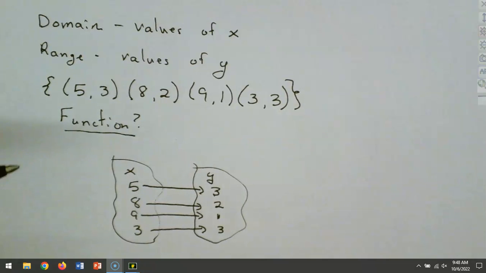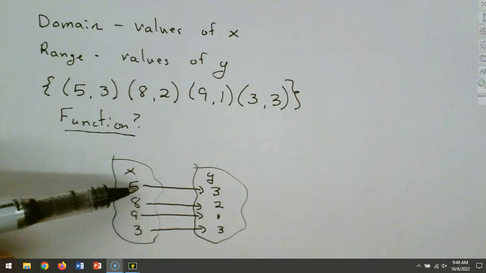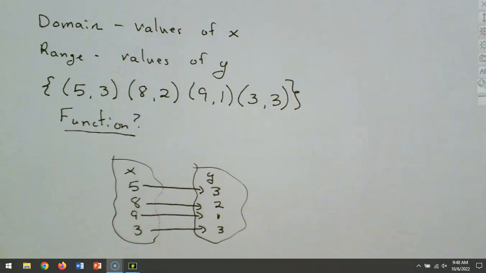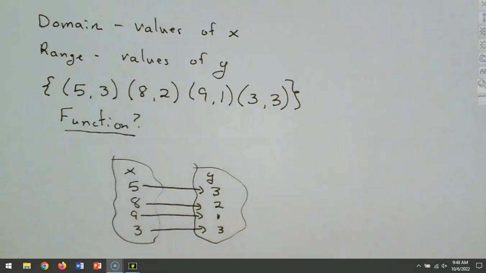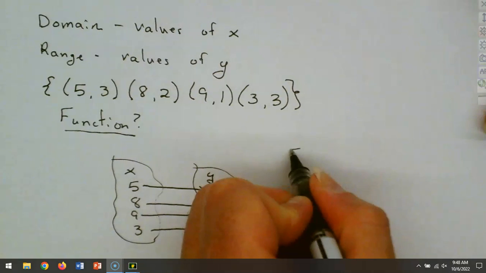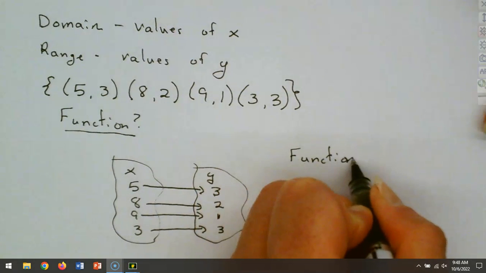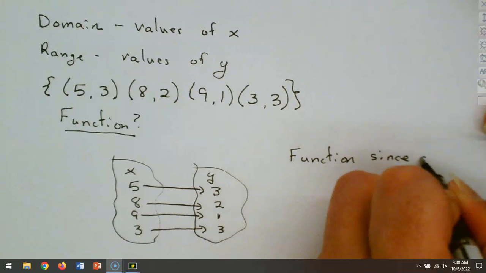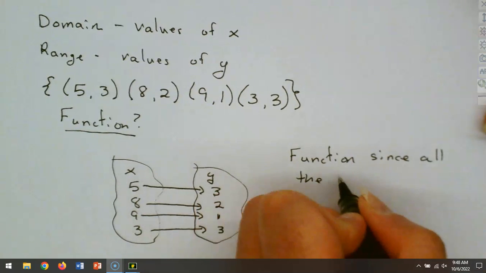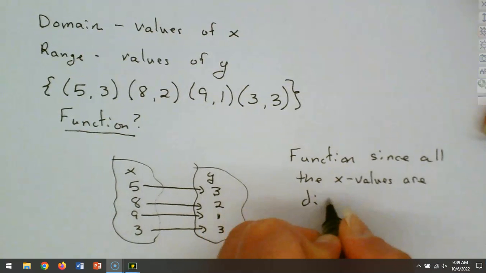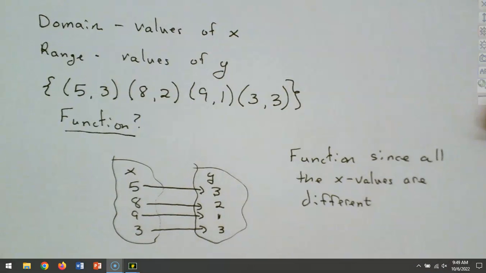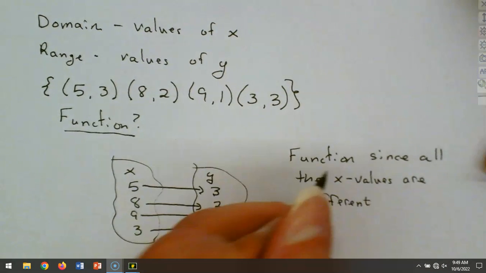Well, if it is a function, each value of x should be different. They can all go to the same number, and that's okay, right? These can go to the same number. That's okay. As long as all the x's are different, that makes it a function. So this would be a function, since all the x values are different. That makes it a function.